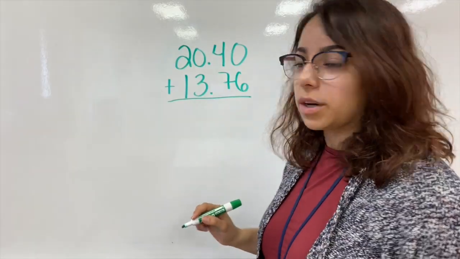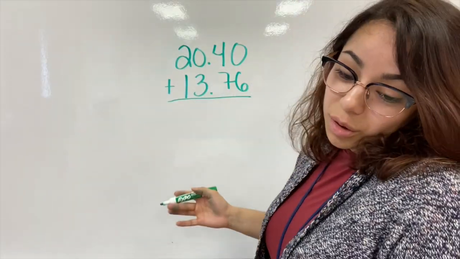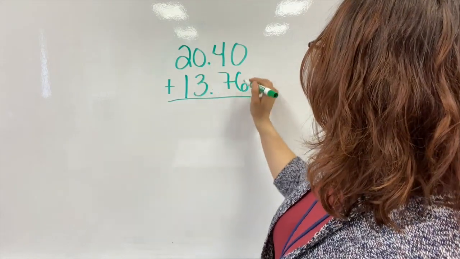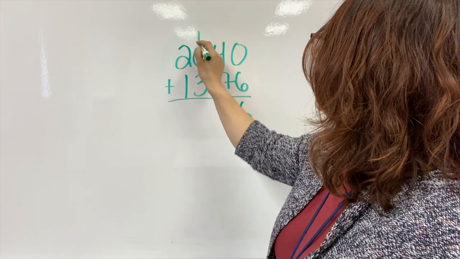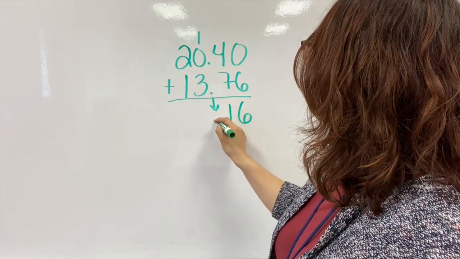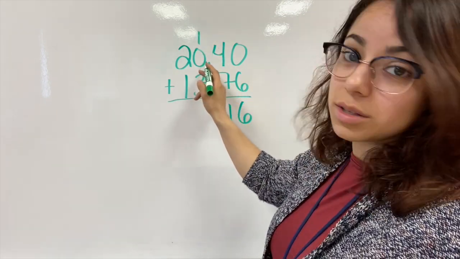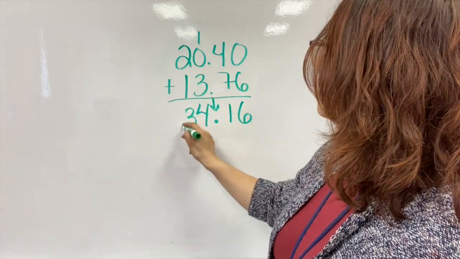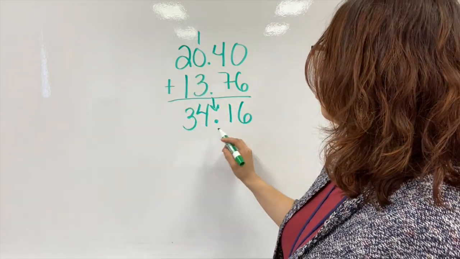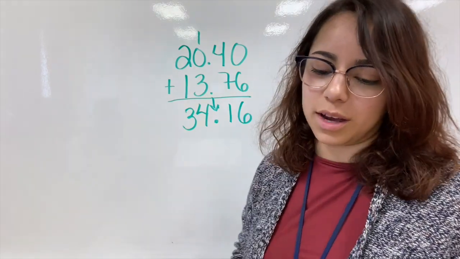All right, I have our number now. We're just gonna add like normal since our decimals are already lined up. So 6 plus 0 gives us 6, 7 plus 4 gives us 11. Drop down the decimal. 3 plus 0 is 3, plus 1 gives us 4, and then 2 plus 1 gives us 3. So our answer is 34.16, and you can write that down on the line.